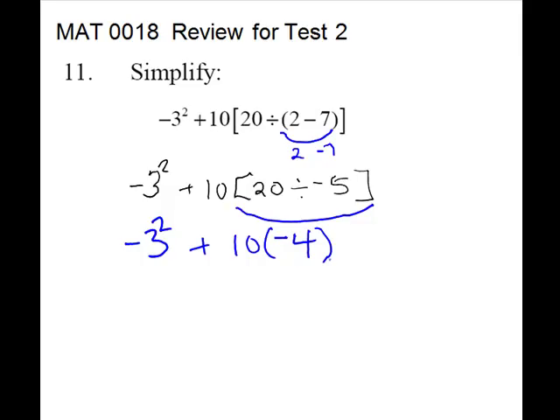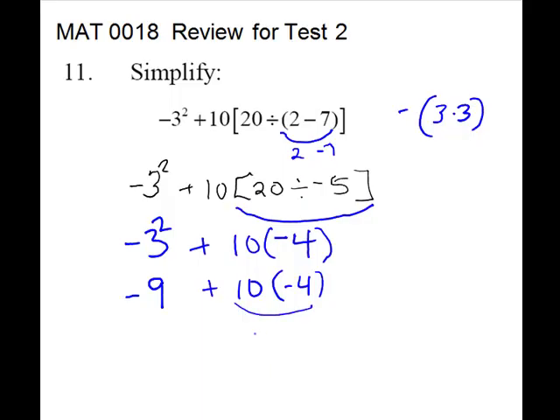Level 2 will be the exponents. You have to remember here whether or not the negative gets to go to the power. There is no parentheses, so it does not. You're going to do 3 times 3, which will give you 9, and then you only have one negative. So this means 3 times 3 and 1 sign. So it gives us a -9. Then we'll do the multiplication. 10 times a -4 will give us -40. And now we're down to addition. We have like signs. Add and keep the sign. So -49.